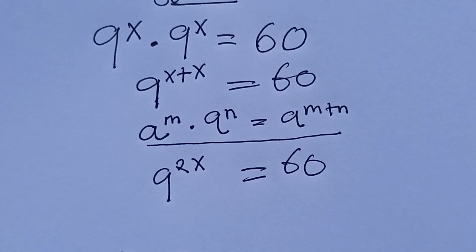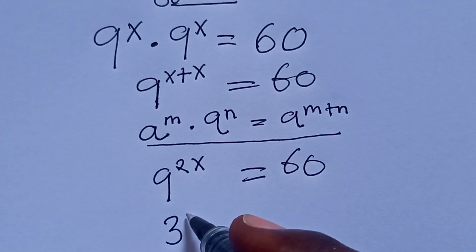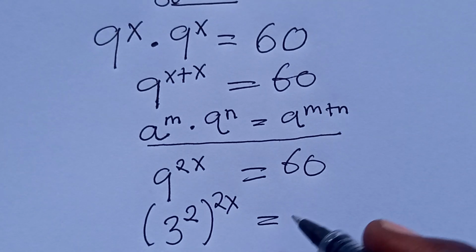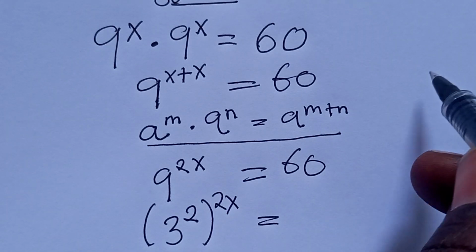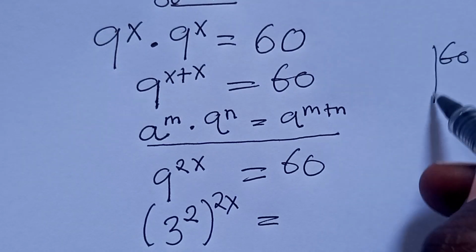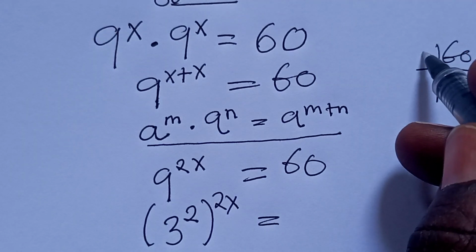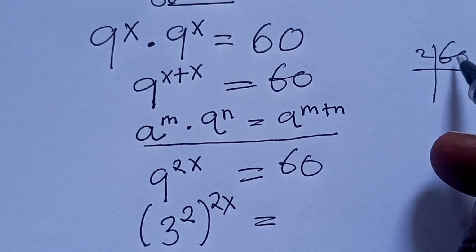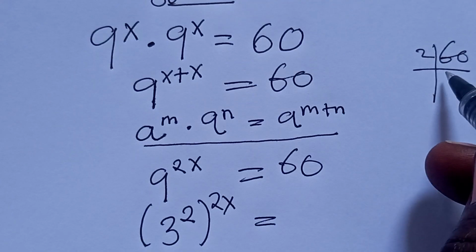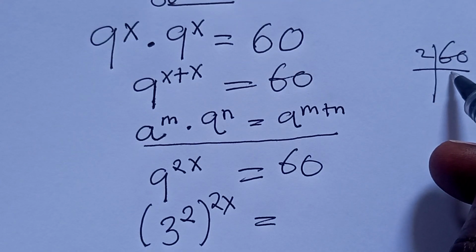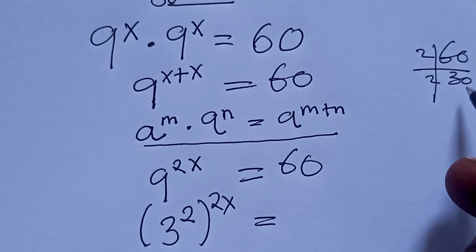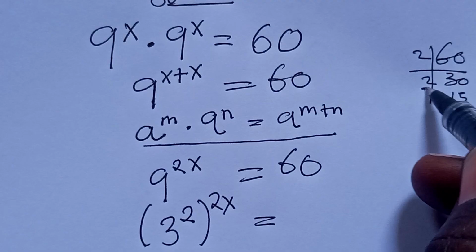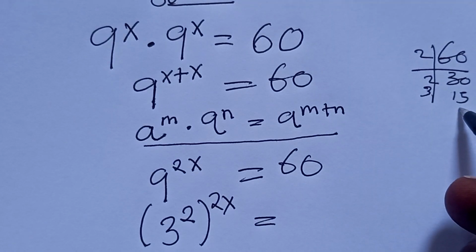But note, this 9 can be written as 3 to the power of 2, all to the power of 2x, equals 60. Let's find what 60 is by dividing by the lowest prime, which is 2, because dividing by 1 gives 60. So 60 divided by 2 gives 30. 30 divided by 2 gives 15. 2 can't go again, so we try 3, which gives us 5.